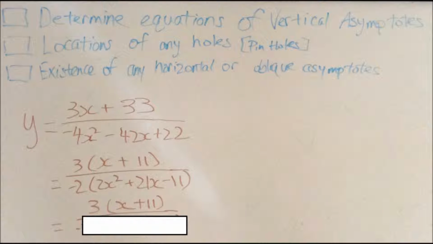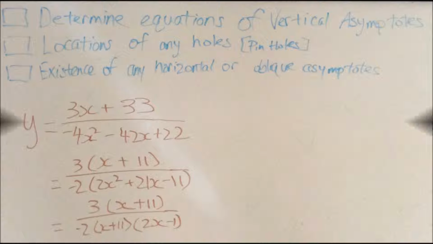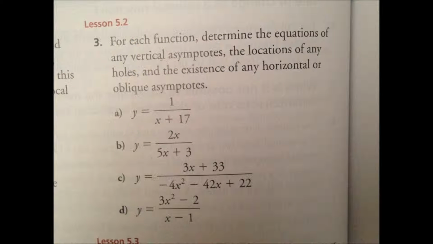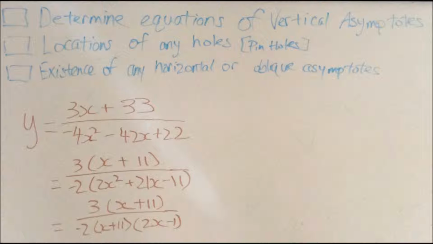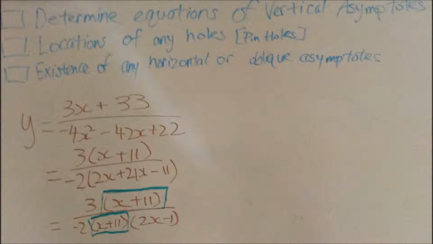After we have factored the complex trinomial in the denominator, it would look like -2(x + 11)(2x - 1). If we refer back to the question, this says that we must find the locations of any holes. And in order to do that, we must look at the numerator and the denominator. If there is anything similar in both the numerator and the denominator, we know that there is a hole. And from our equation, we can see that x + 11 appears in both.